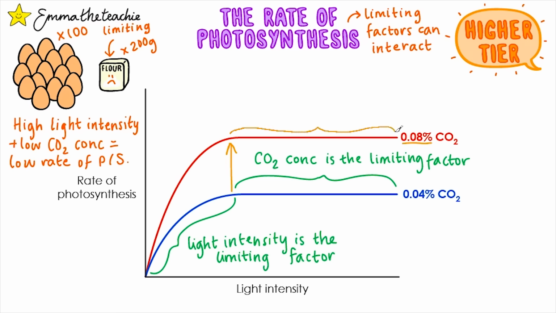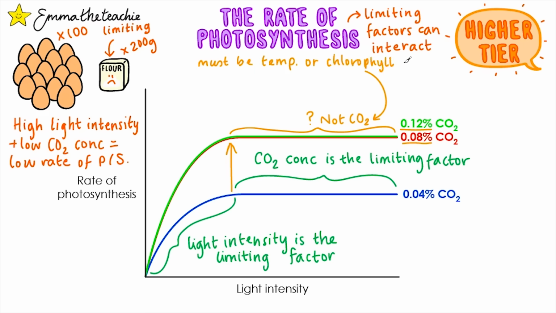Now let's look up here. When it's 0.08% of carbon dioxide, what's the limiting factor here? Pause and have a think. Well, the truth is we can't work it out unless we do another experiment. Let's say, for example, that we increase the carbon dioxide concentration again, and this time we change it to 0.12% carbon dioxide. You can see that the lines on the graph are pretty much the same. That means that increasing the carbon dioxide concentration had no effect on the rate of photosynthesis, so the limiting factor is not carbon dioxide concentration.